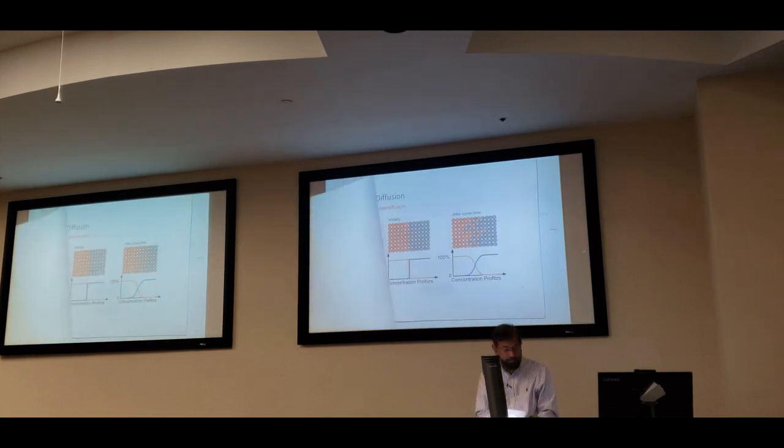And the mechanism, for gases and liquids, is random motion of atoms from one point to another point. Whereas for solids, it is vacancy diffusion or interstitial diffusion, which we are going to see next.